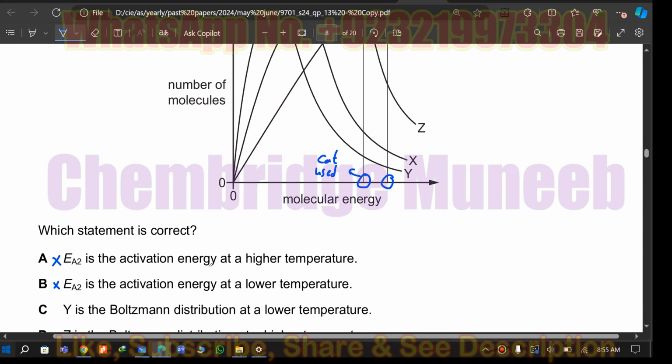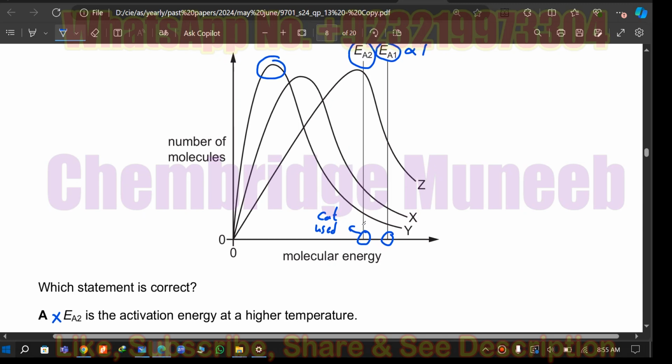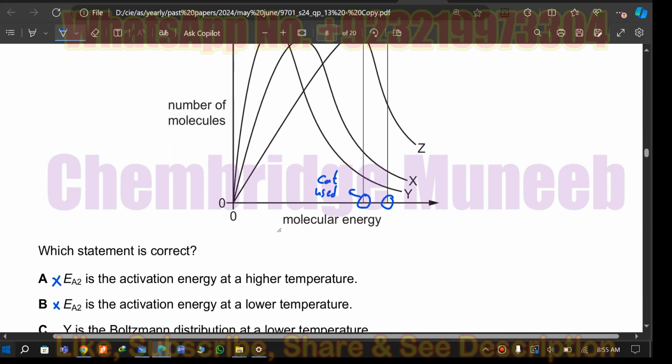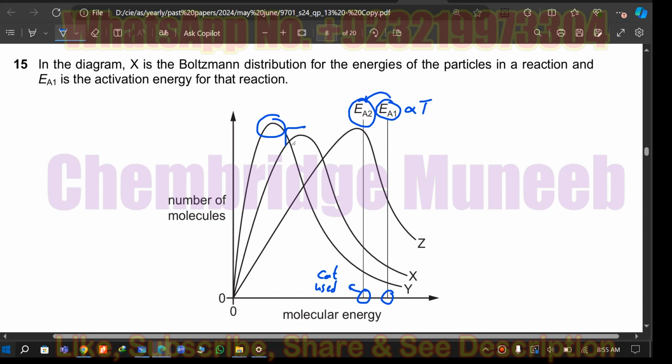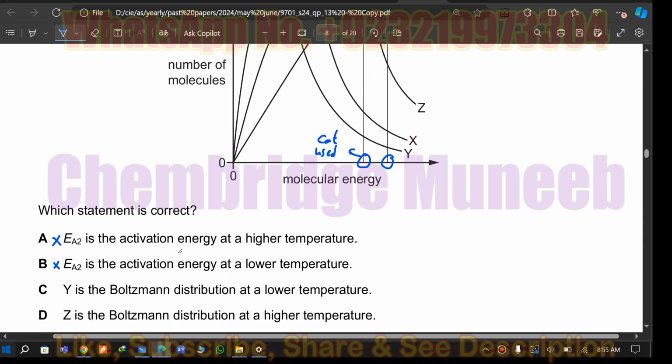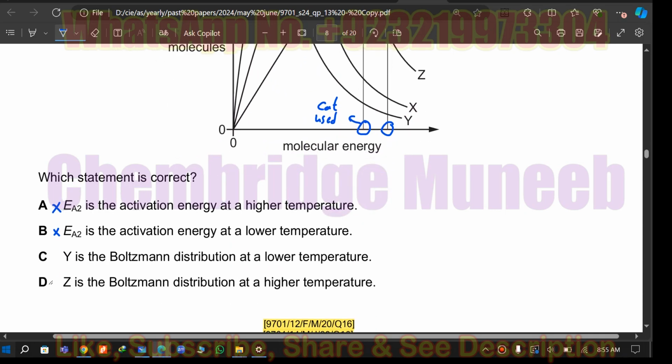I am saying again that activation energy can only shift its value because of the use of catalyst and not because of the temperature, because temperature only has an effect on the shift of the peak value, the most probable energy value. This is the most probable energy value. Then the D option says that Z is a Boltzmann distribution curve at a higher temperature.